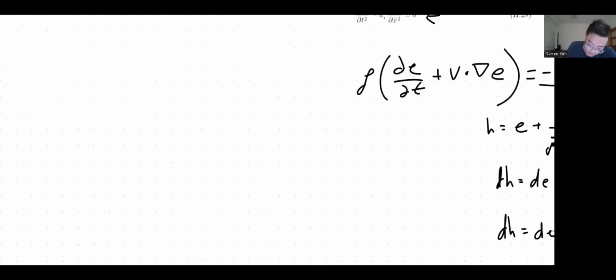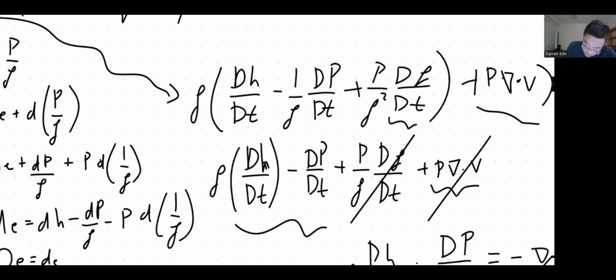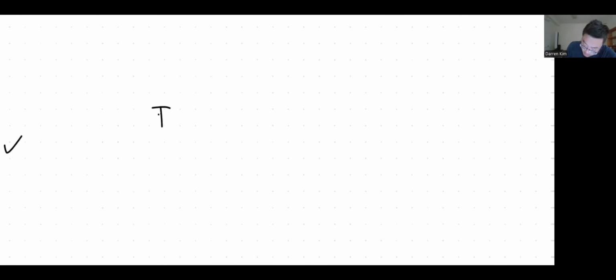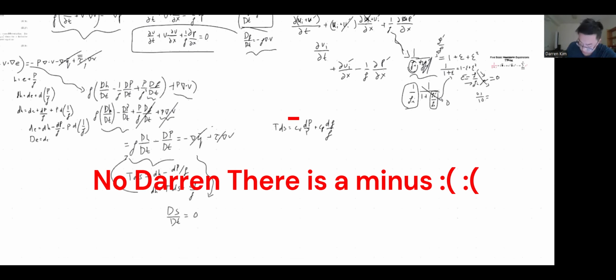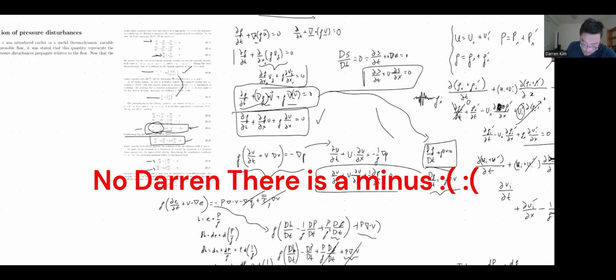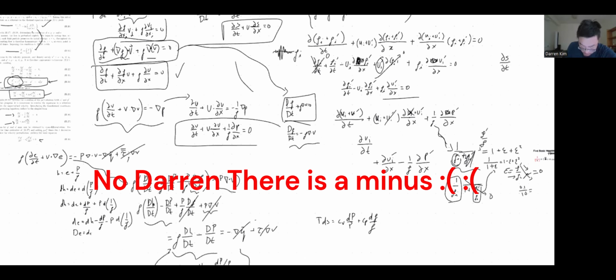Next, we can do what we call TdS equals CV dP over P, and then it was plus CP d rho over rho or something like that. I think I did this right. It's pressure and then rho, right? Because it's CP over CV. Yes, that is right, I think. And then you finally get this equation. Now, how do you get this to this form is the next question.